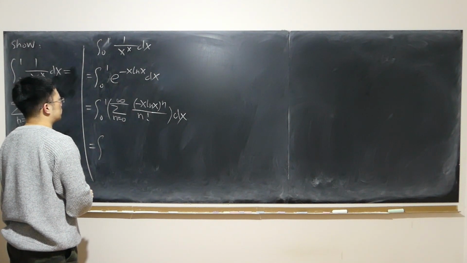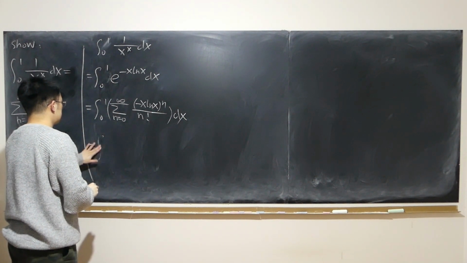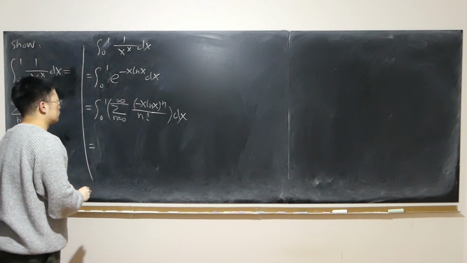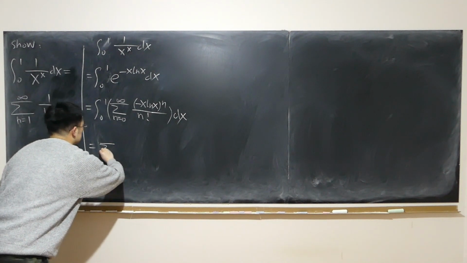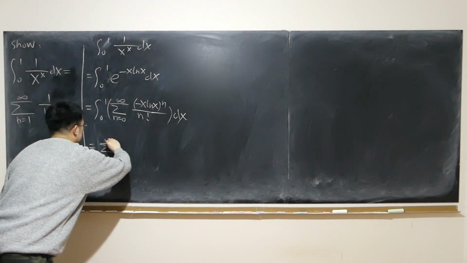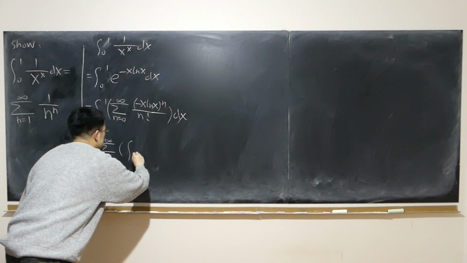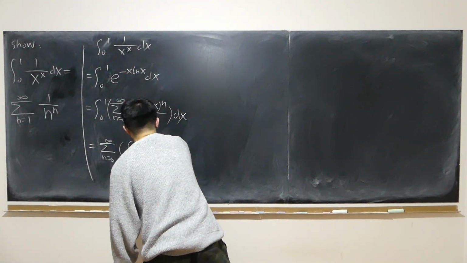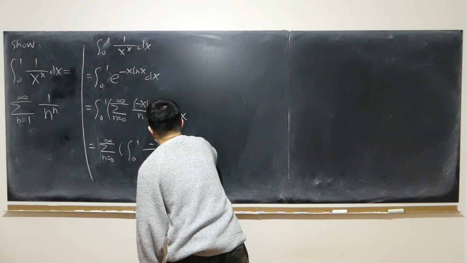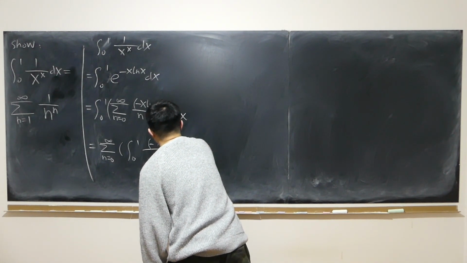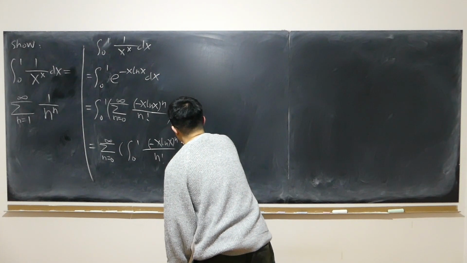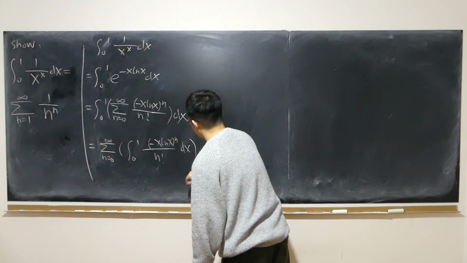I'm going to switch the order of the integration and the infinite sum. So infinite sum from 0 to infinity. And first, let me do the integration, 0 to 1, of minus x log x to the power of n over n factorial dx.